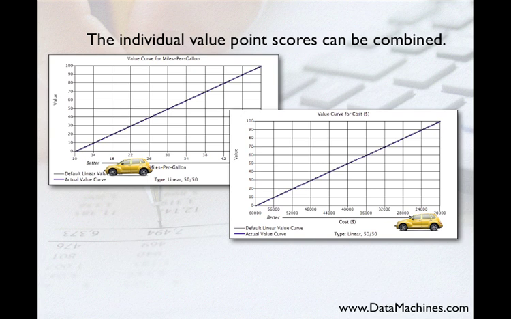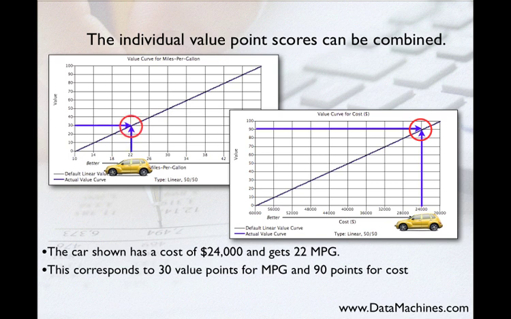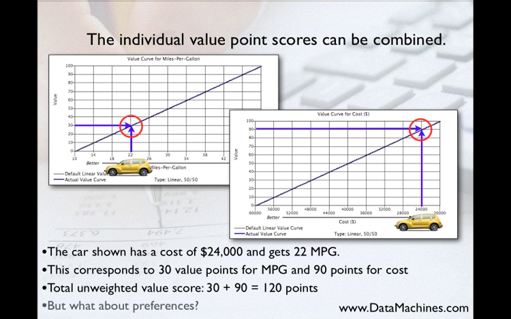The car in these charts has a cost of $24,000 and gets 22 miles per gallon. Since a cost of $24,000 corresponds to an attractiveness value of 90, and 22 miles per gallon corresponds to an attractiveness value of 30, the unweighted combined overall attractiveness score for this car is 120. However, scoring attractiveness in this way assumes that both attributes are equally important. In most cases, this isn't true. So how do we show buyer preferences?